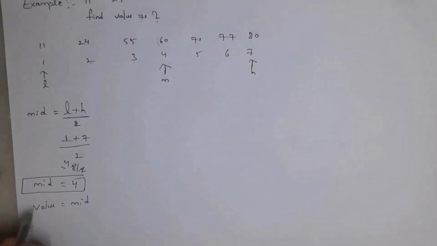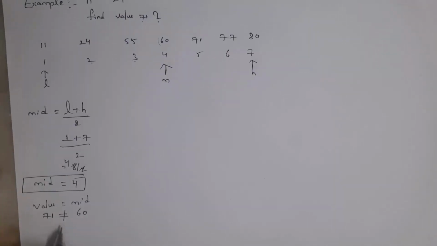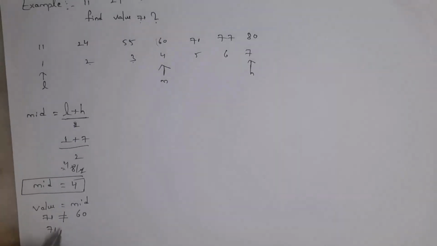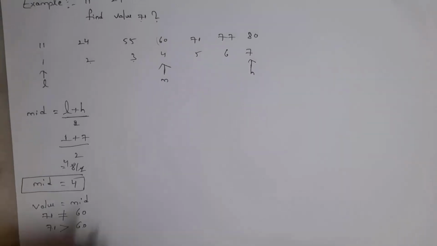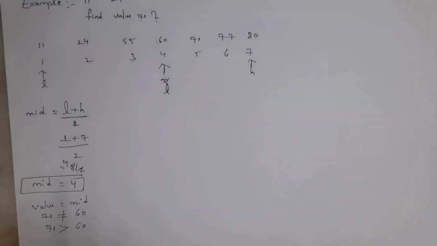Here 71 is the value which we need to find. But here the mid value is 60. 71 is not equal to 60. 71 is greater than 60. So if value is greater than mid, then convert this mid into the lower element, because 71 is greater than 60.